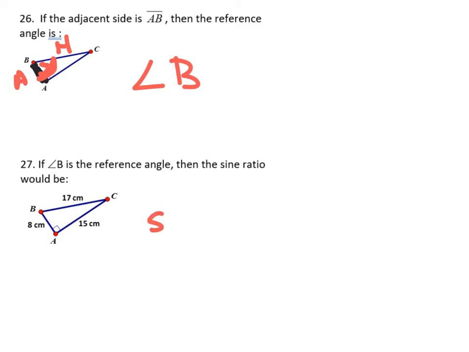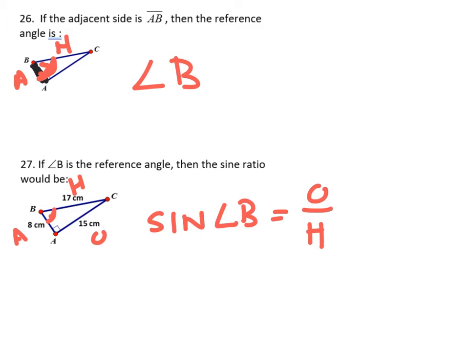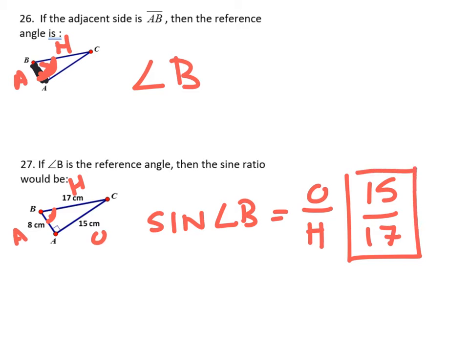Down here it asks for the sine ratio of angle B, which is the opposite to the hypotenuse. So if this is angle B, again, this would be your adjacent and your hypotenuse. This makes your opposite 15/17. This would be the sine ratio of opposite to hypotenuse.